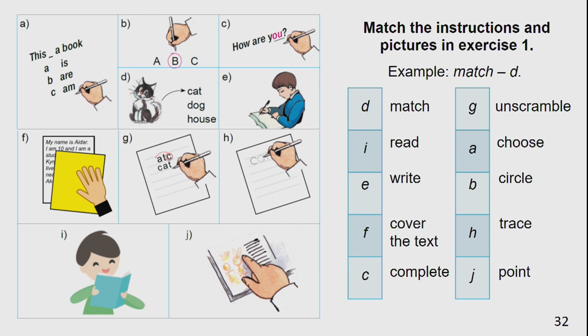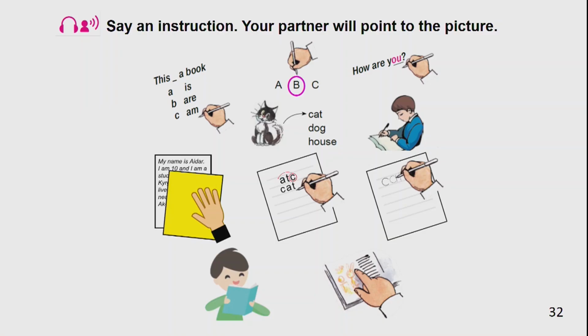Now guys, you can copy this into your copybooks. Time to work with your partners again. Choose one instruction and say it to your partner. They listen to you and point at the correct picture. Start, please. Have you finished? Now swap your roles. This time your partner says the instruction and you should point at the corresponding picture.